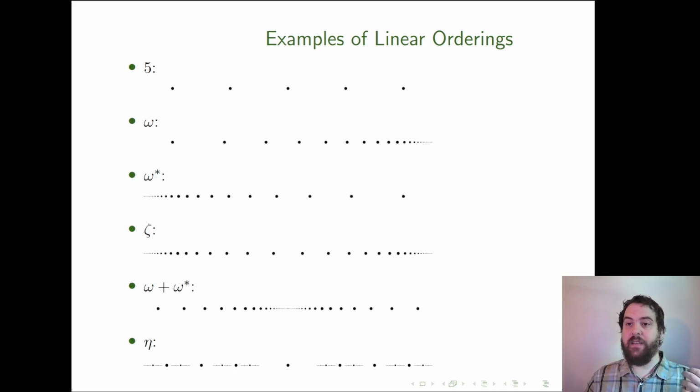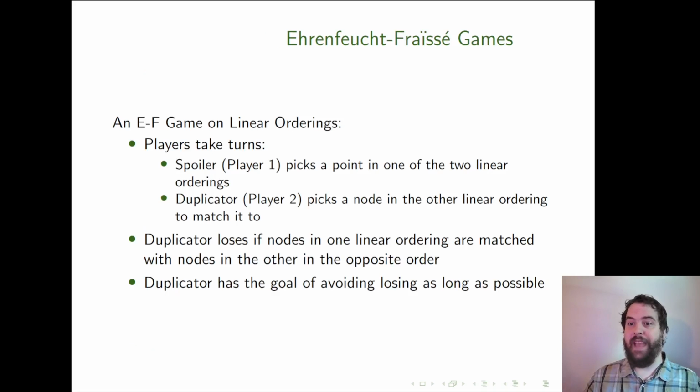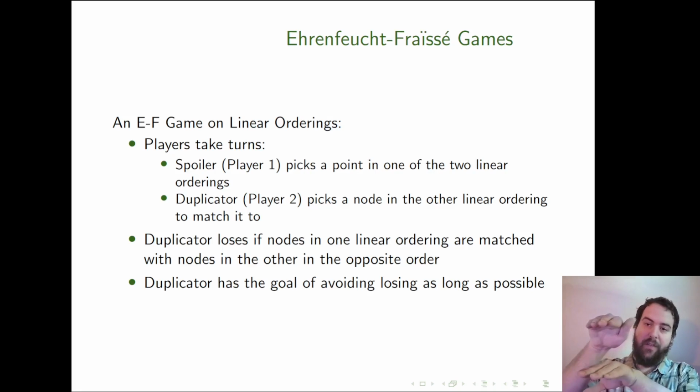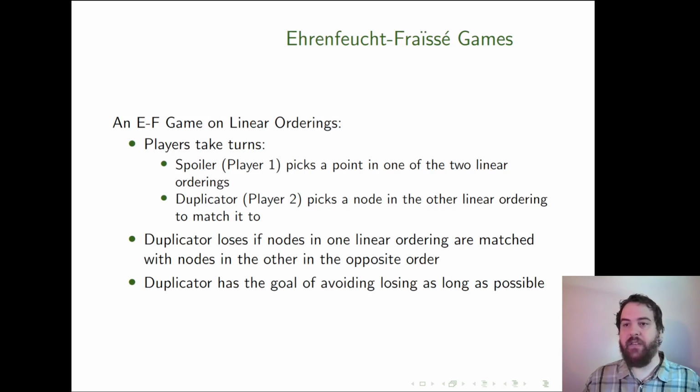And the answer is through what are called Ehrenfeucht-Fraïssé games. This is, in my opinion, really the most accessible way of getting into model theory. They're really straightforward games, and you can use your intuition for playing games in order to analyze them. So an Ehrenfeucht-Fraïssé game, we have two linear orderings. We imagine possibly one drawn on top of another. And we have two players. Player 1 is called spoiler, and player 2 is called duplicator, and they have very asymmetric roles.